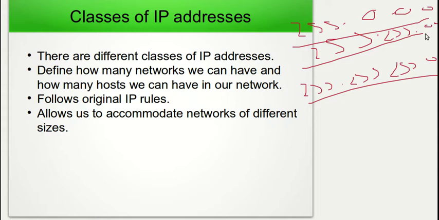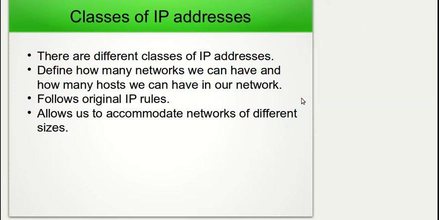Very large networks would use this subnet mask, medium-sized networks would use this subnet mask, and smaller networks like your home network or a small office, home office, would use this subnet mask. And like I said, we couldn't just use it with any IP address. We had to use a specific IP address in order to use these specific masks. And this is what we call classes of IP addresses.